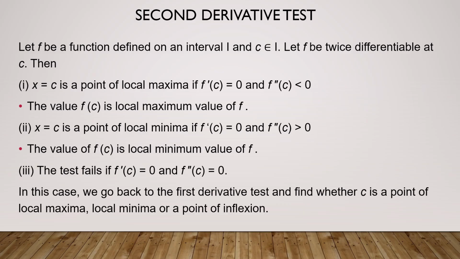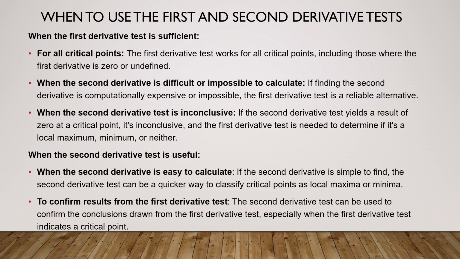In this case, we go back to the first derivative test and find whether C is a point of local maxima, minima or point of inflection. Now see, this is actually important. In the examples, when will you use the first derivative test and when will you use the second derivative test? Both tests are for the same purpose, correct? To find the maxima and minima. But when to use which test?